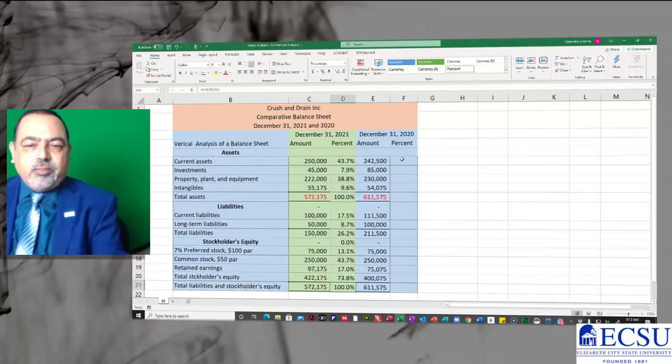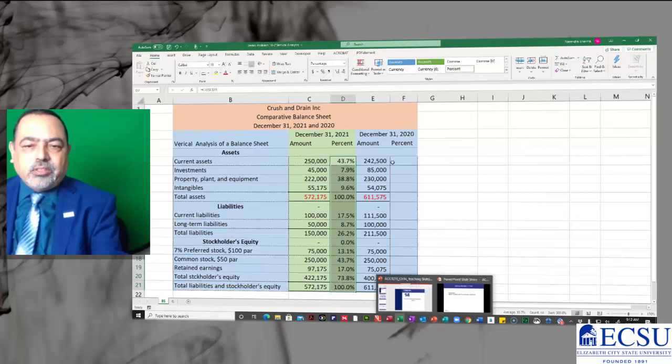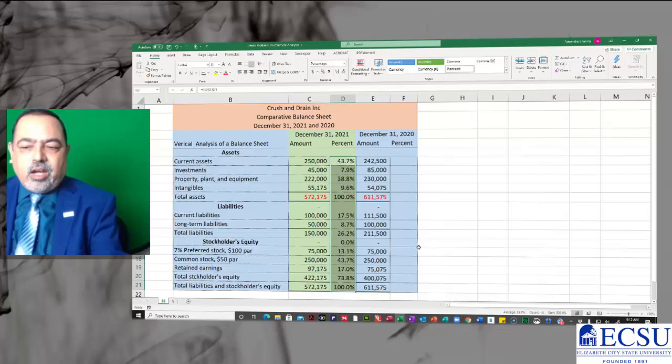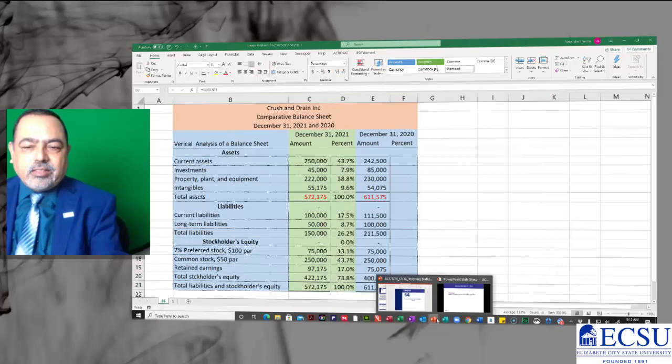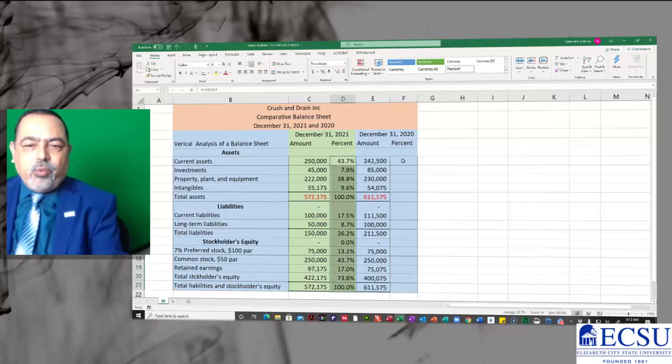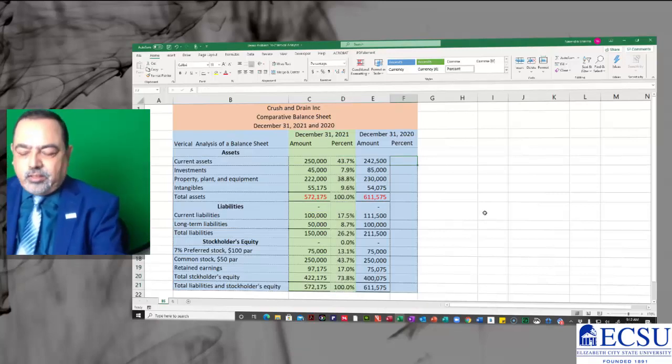Now another thing to keep in mind is these two columns, since I'm going to calculate them as percentages, that's why on the top you will see those are your percentages. Okay, so that is how we need to understand that concept. Now when you do the other column, you'll do the same thing.